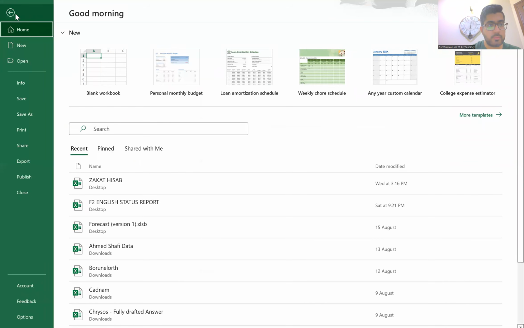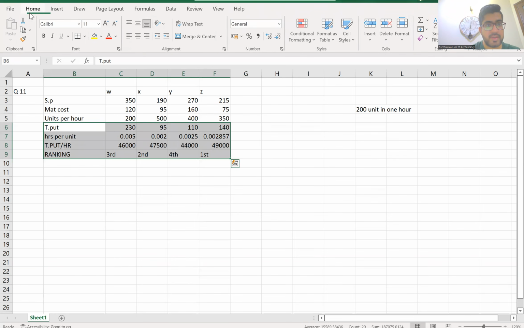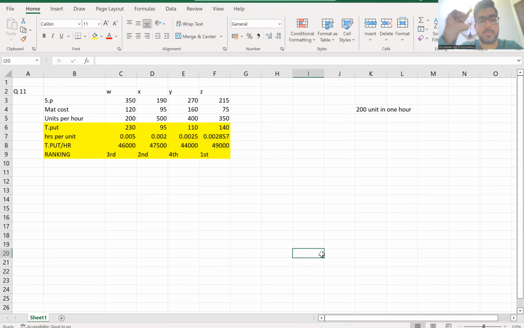Again, I'm telling you, those who are failing to understand this, they should refer to my lecture of throughput accounting of Wright Limited. Ranking is required. Ranking is always done on throughput per hour. So you have the selling price and material cost to get throughput, divide by hours each unit is taking. It's not given. 200 units are made in 1 hour. So 1 unit is 1 over 200. You get throughput and hours divided to get throughput per hour. Okay, please copy this.